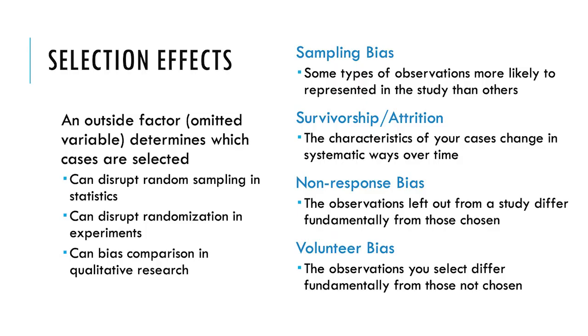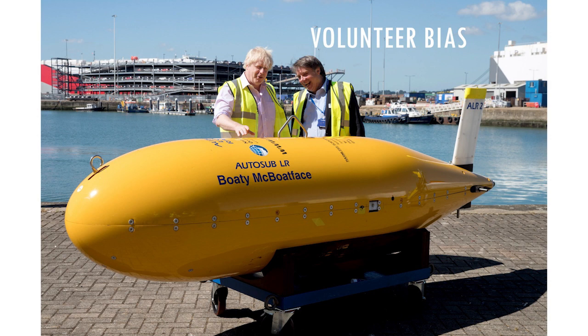The last type of bias is very similar. It's called volunteer bias, and it's very common in internet polls. When absolutely anyone can choose to participate in a survey, only people who are really invested in a topic, or, as in the case of a British survey on what to name a research sub, people who find an answer funny, will respond. Volunteer bias also comes up in other ways.